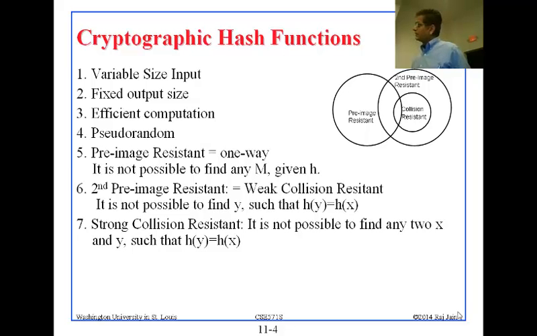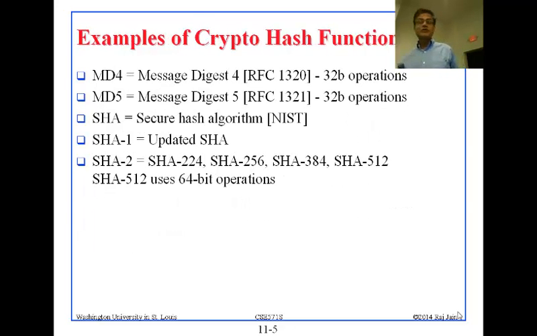And then strong collision resistant means that even if I don't give you X or Y, you cannot find any X and Y that will hash to the same value. That is a very, very strong condition. If you were to look at a Venn diagram, and I don't think this diagram is in the book, but it could be, strong collision resistant functions are a very small subset of hash functions. If something is collision resistant, obviously it is second pre-image resistant. And some of the pre-image resistant functions are second pre-image resistant and some of them are collision resistant. But if we can find a function which is in this little area here, which means it satisfies all three conditions, that would be good.